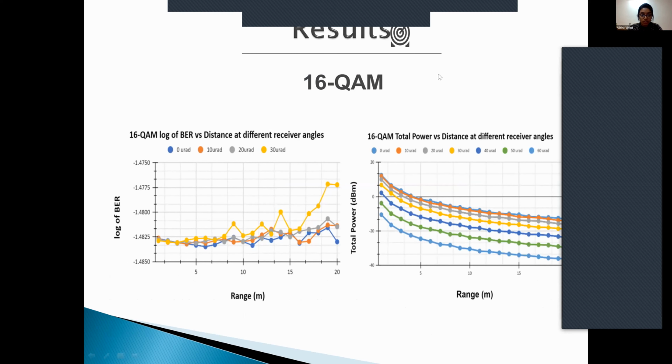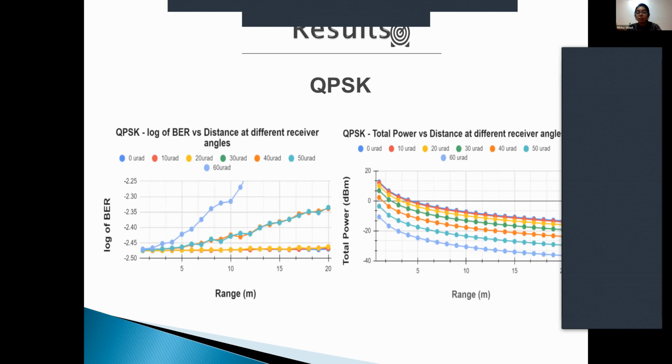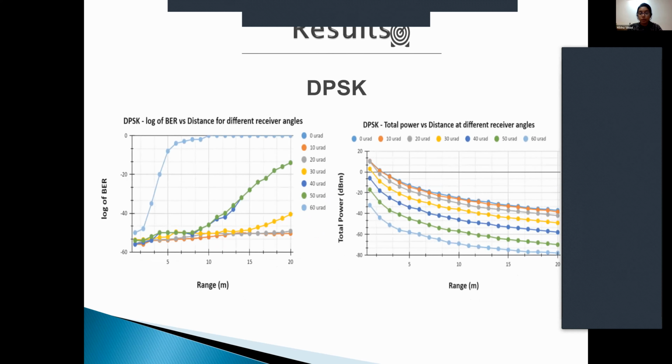This is for 16QAM. We've noticed that when we increase the receiver angle, obviously there is more error. So we get a higher bit error rate for increasing receiver angles. And also the power decreases when we increase the receiver angle. We get similar results for all three cases: 16QAM, QPSK, and DPSK.